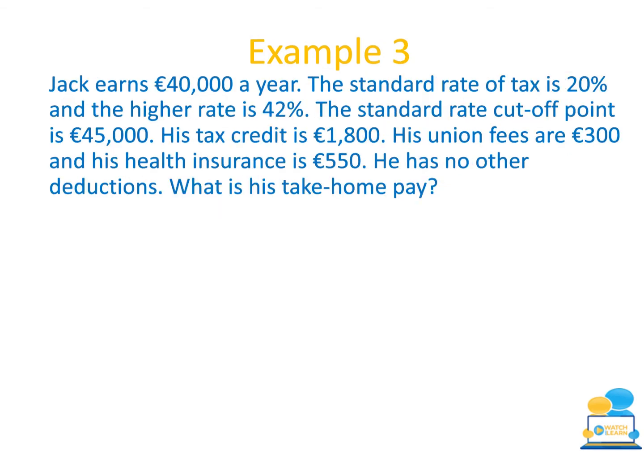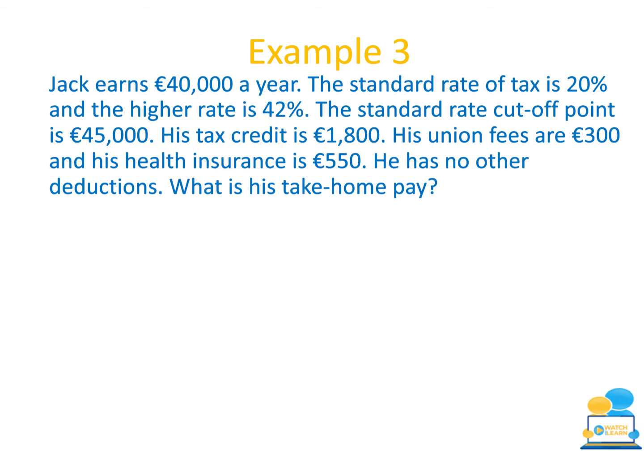Okay, so our third example here says that Jack earns €40,000 a year. The standard rate of tax is 20% and the higher rate is 42%. The standard rate cut-off point is €45,000. His tax credit is €1,800. His union fees are €300 and his health insurance is €550. He has no other deductions. What is his take-home pay?